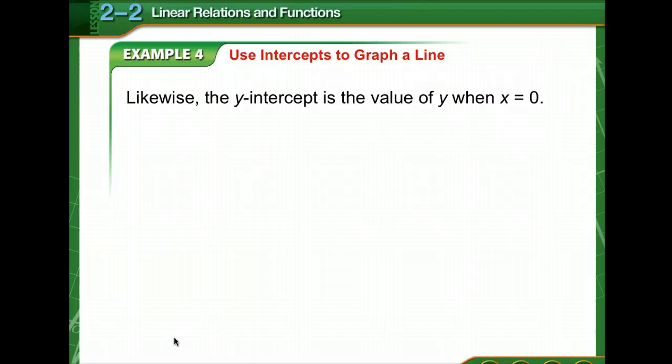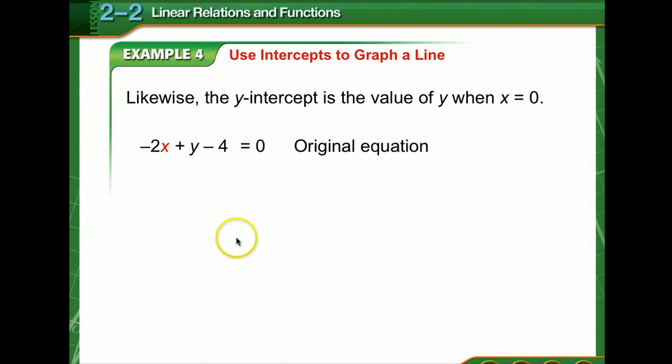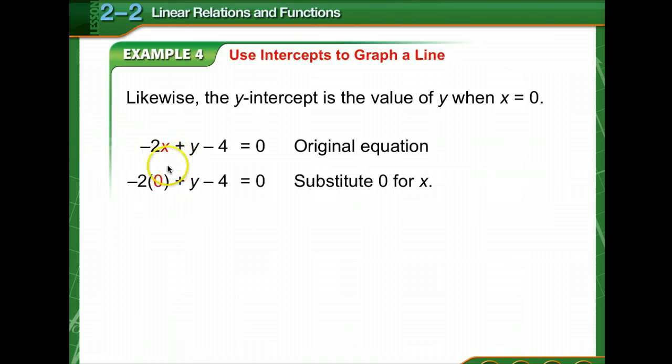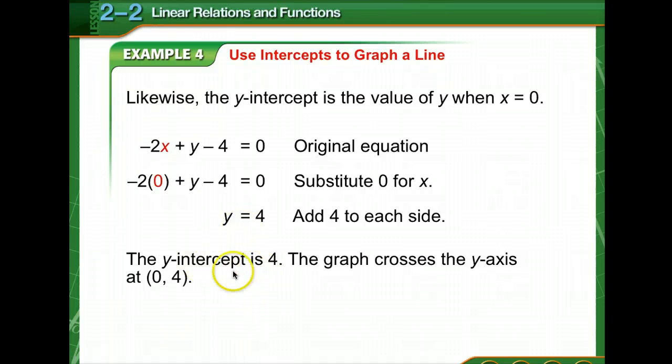Now we need to find the y-intercept. So where does it cross y? Well, how about if we make x 0, then we can solve for y. That's all we have to do. So y minus 4 is equal to 0. Add 4 to each side, so y is 4. So the y-intercept is 4, or it crosses the y-axis at 0, 4.